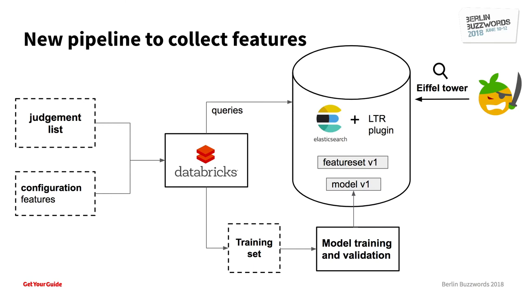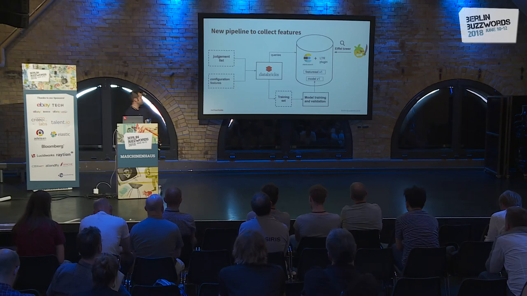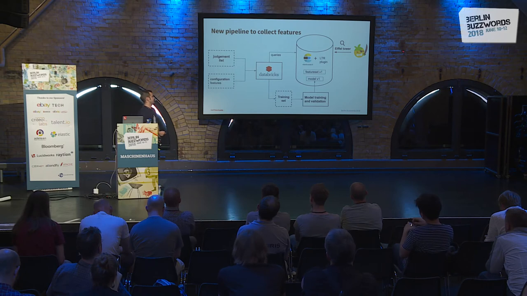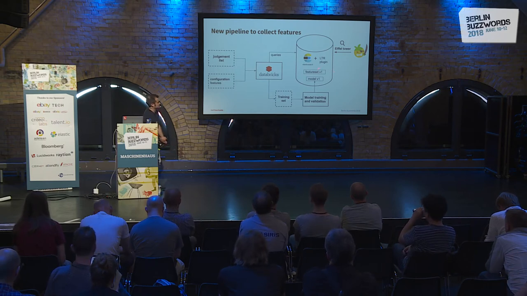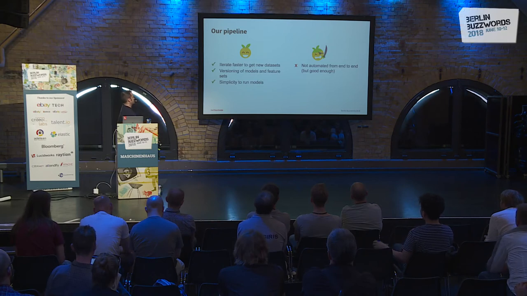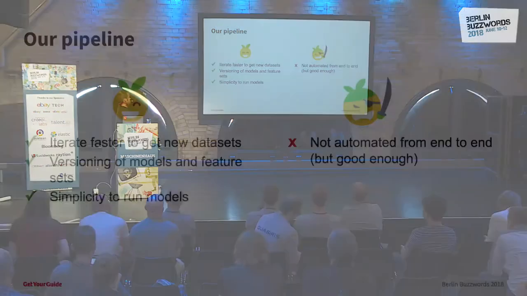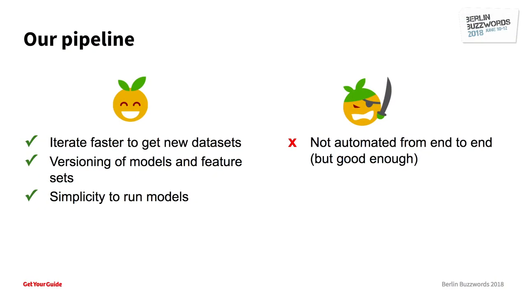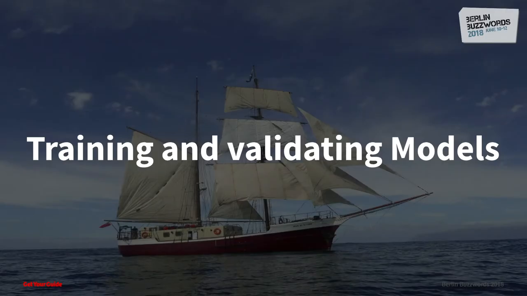We upload the best model to Elasticsearch. And then when the user searches for Eiffel Tower, in this case, we just have to say, OK, use model v1. And Elasticsearch knows that model v1 uses the feature set v1, and it scores the results for us. What is good about our pipeline is that we could iterate faster to get new data sets. The versioning of models and feature sets is easier now, and it has some simplicity to run. It's not automated end-to-end, but it was good enough for us.